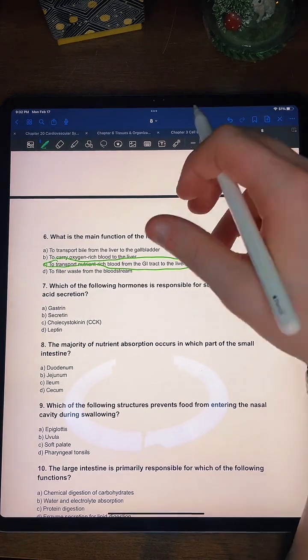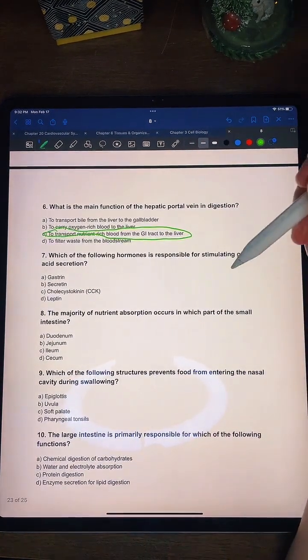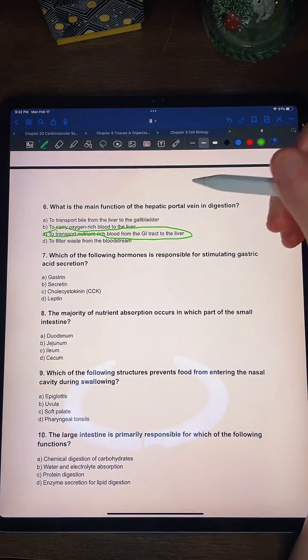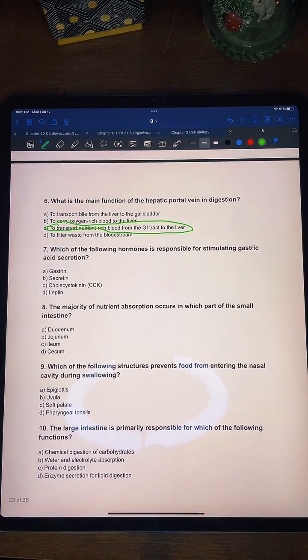All right, we'll move on to number 7. Which of the following hormones is responsible for stimulating gastric acid secretion? Is it gastrin, secretin, CCK, or leptin? Leptin.